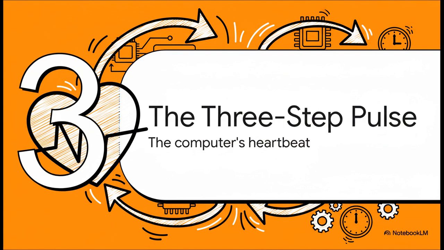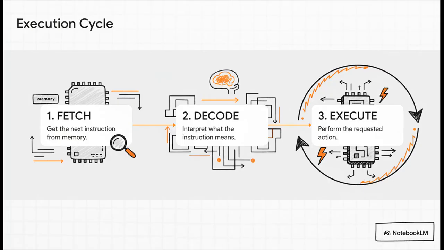So how do these two, the brain and the library, actually work together? It's all thanks to a process that is, and this is no exaggeration, the actual heartbeat of the computer. It's this constant, repeating, three-step pulse that's happening billions of times every single second. And here it is. This is the secret sauce. Everything, and I mean everything a computer does, from loading a web page to playing a game, boils down to this incredibly simple three-step loop: fetch, decode, and execute. That's the whole cycle. Let's break it down.